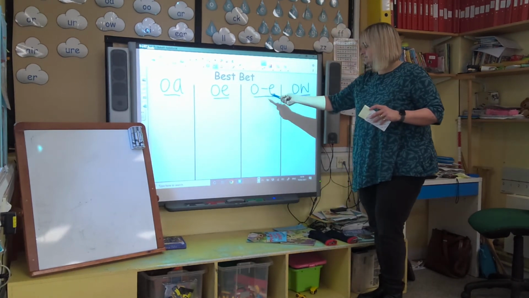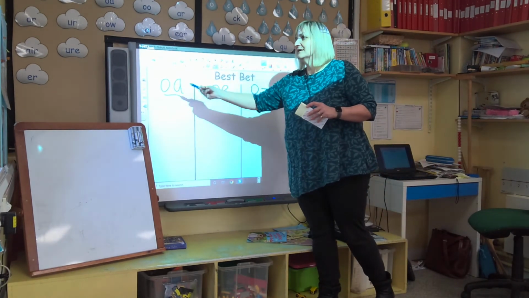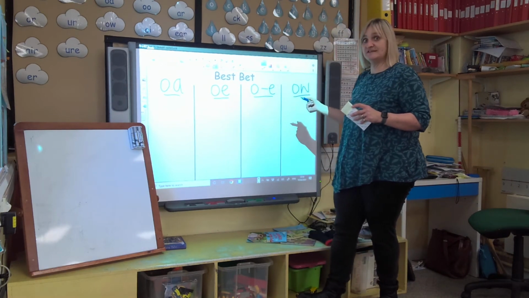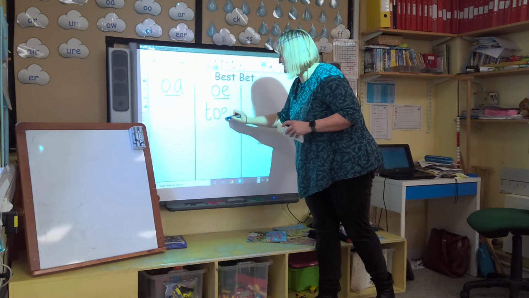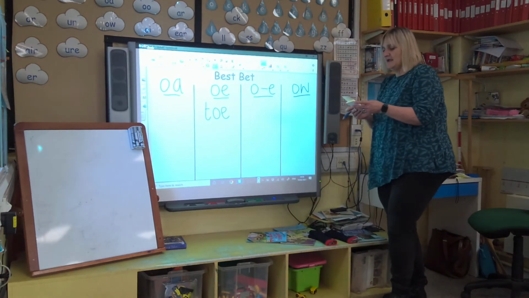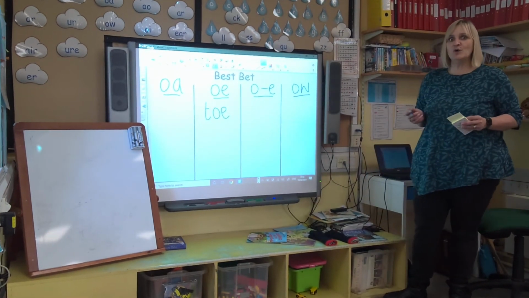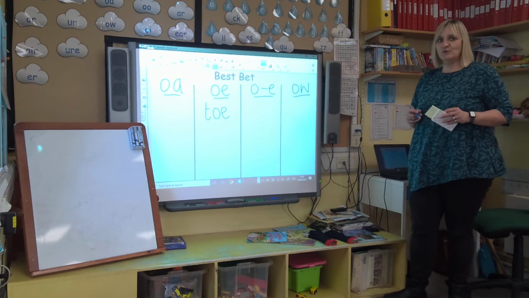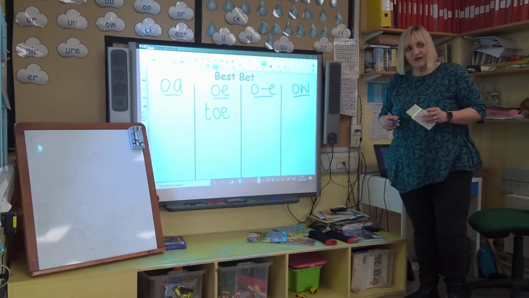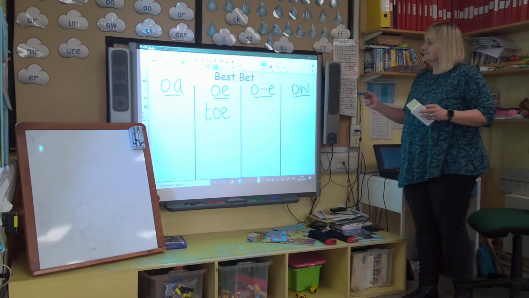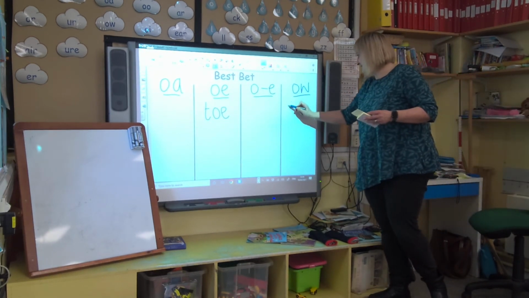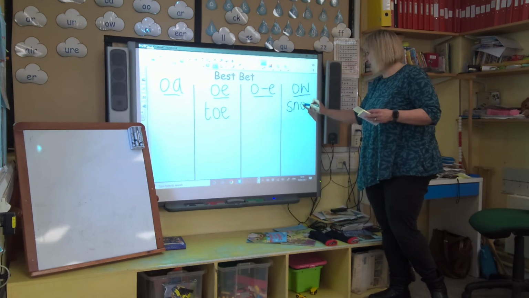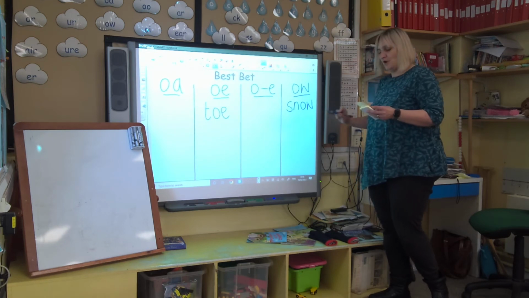Middle. Which one do you think? Where have you written it at home? I'm going to put it in here because it goes in here. So there's my toe. Next one is snow. It might snow today. So where are you going to put that one? Easy, isn't it? Because we've just seen it today. Snow.